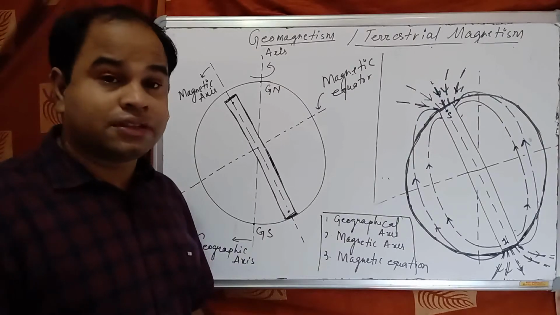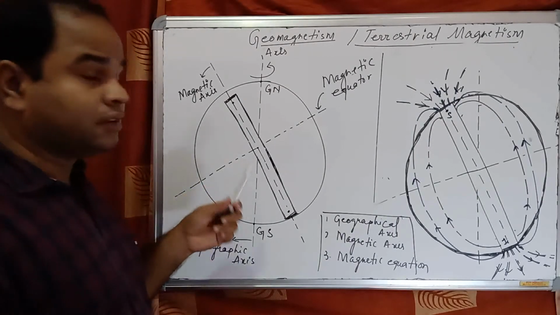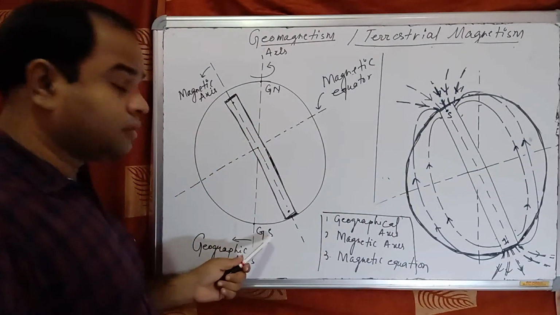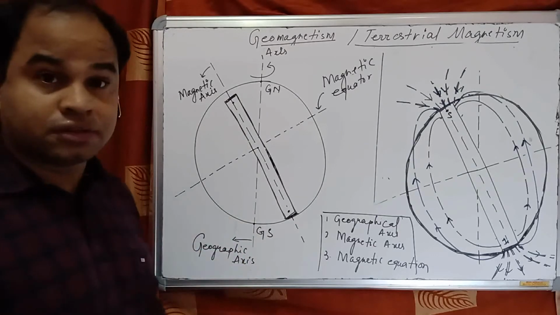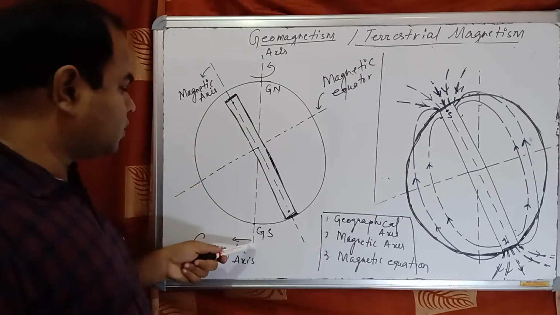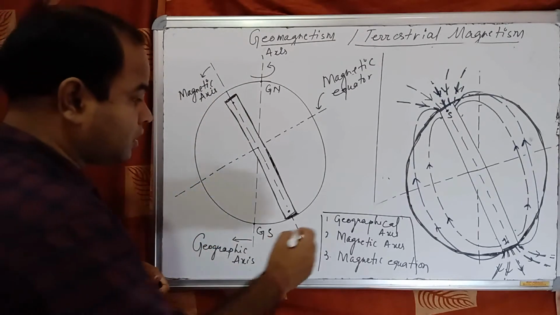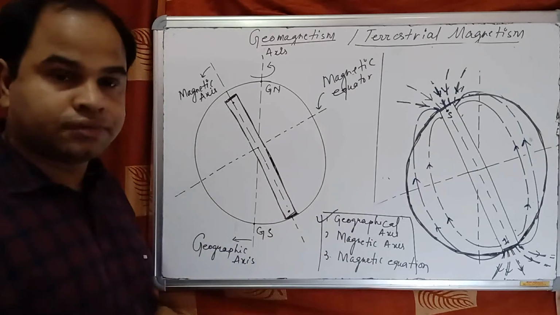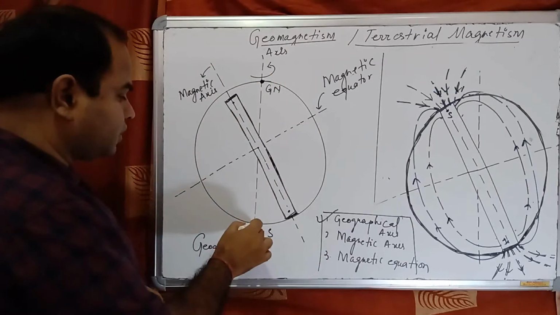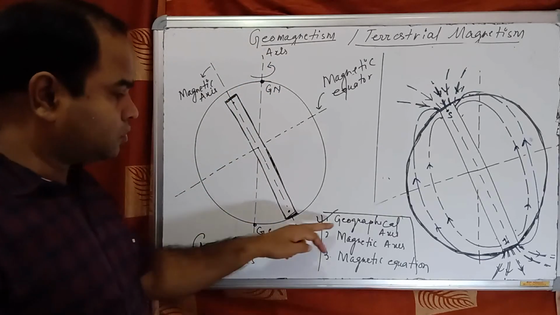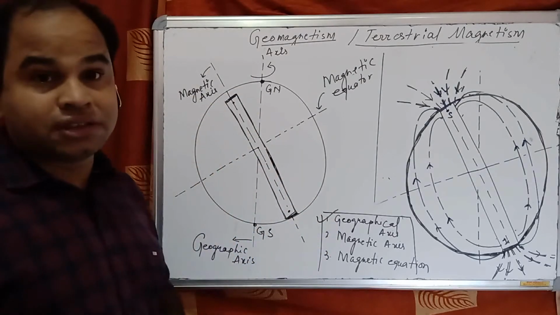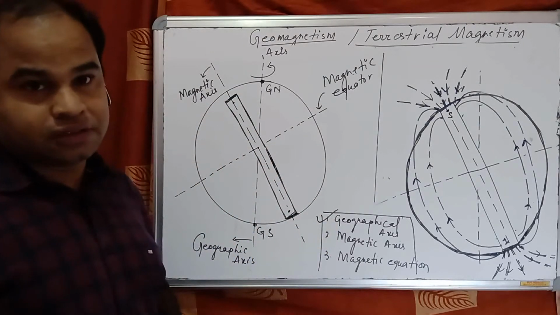When you consider the earth, this is the geometrical north and this is the geometrical south as per the geometry of the earth. The line passing through the geographical north and geographical south is called the geographical axis. Along this axis the earth rotates itself.